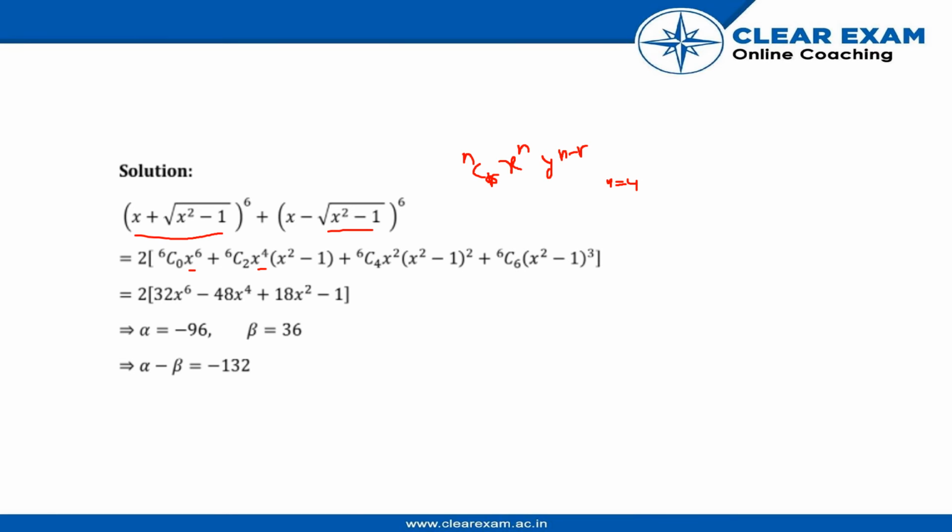Then next is 6C4, x to the power n minus r, 6 minus 4 gives us 2, and then we have x square minus 1 whole to the power 2. Then we have 6C6, and x to the power 6 minus 6 is 0, so x disappears. We have under root x square minus 1 whole to the power 6, which is x square minus 1 whole to the power 3. So this is it.